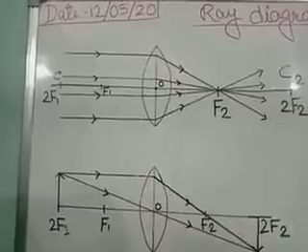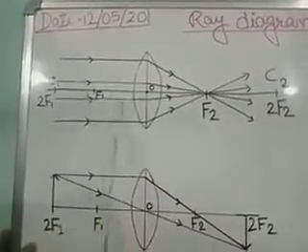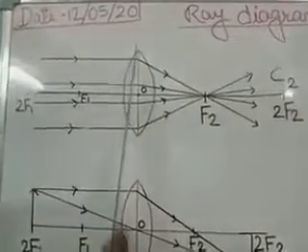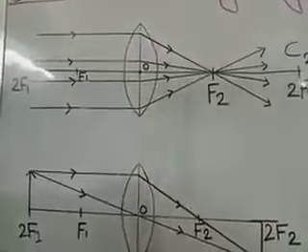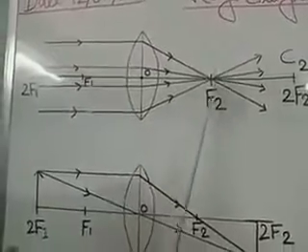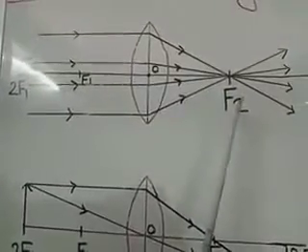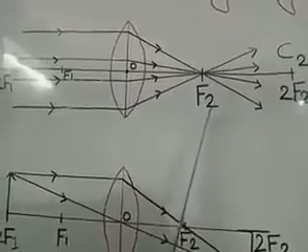When the object is at infinity, a parallel beam of light is incident on the lens. After refraction, they will converge at a point. They will converge at the focus. So the image will form at the focus. The size of the image is diminished.